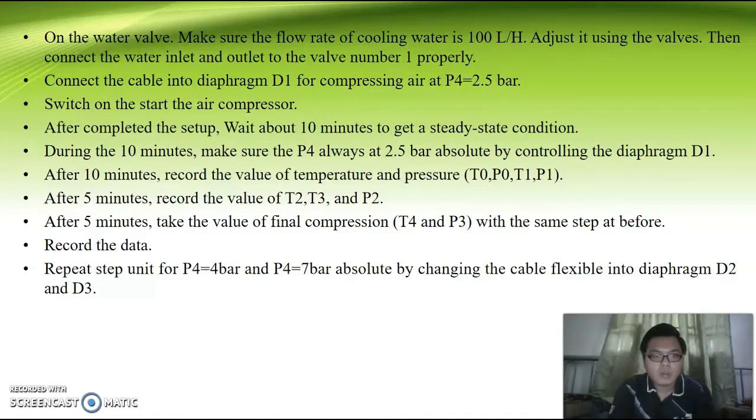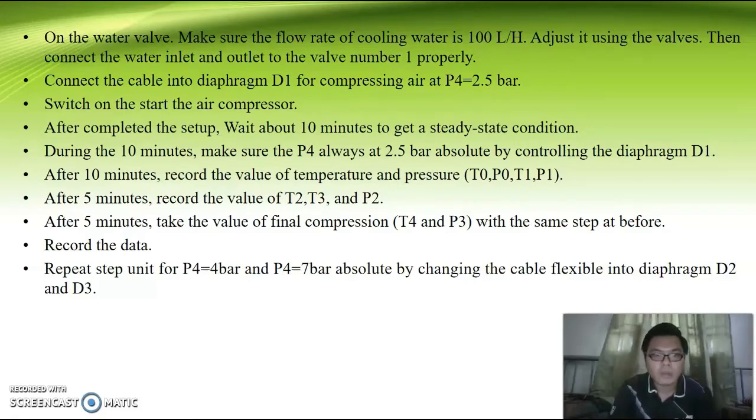Connect the cable into the Bourdon gauge D1 for compressing air at pressure P4 at 2.5 bar. Switch on the start at the air compressor. After completing the setup, wait about 10 minutes to get a steady state condition. During the 10 minutes, make sure the pressure P4 is always at 2.5 bar absolute by controlling the Bourdon gauge D1.